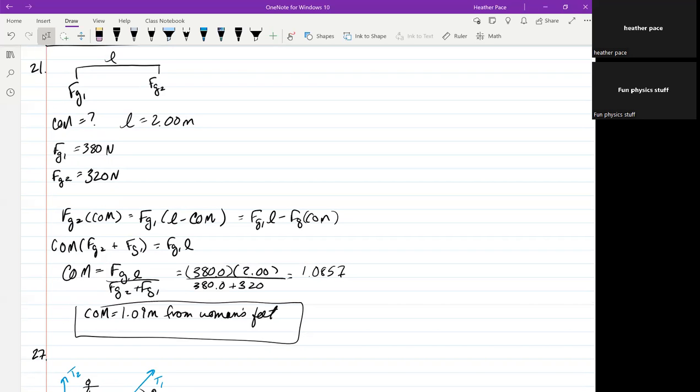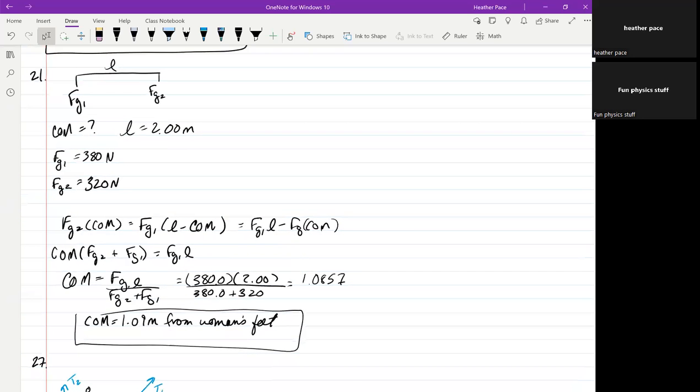Oh, this one's kind of fun. All right, so we got this girl laying on some scales. In exercise physiology studies, it is sometimes important to determine the location of a person's center of gravity. This can be done with the arrangement shown in the figure below. A light plank rests on two scales that read FG1 equals 380 N and FG2 equals 320 N. The scales are separated by a distance of 2.00 meters. How far from the woman's feet is her center of gravity?